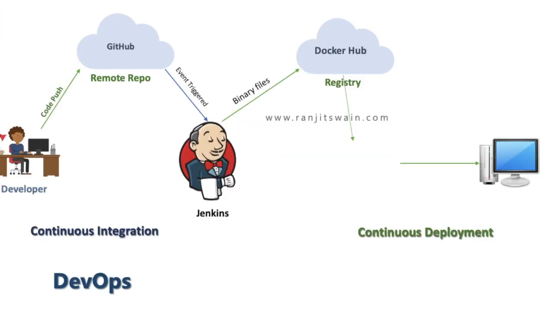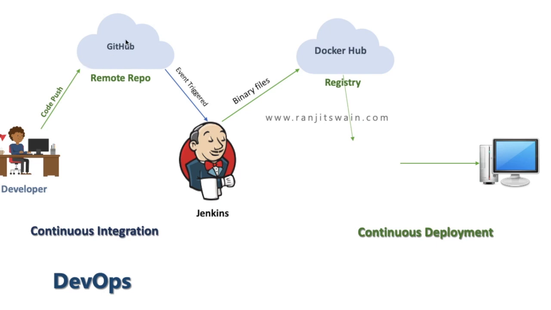So this is the complete workflow. First, the developer has to write and develop the project. Once the developer has finished the code, he has to push the code to the remote repository. Once you finish the code, you have to commit the code to the local repository. After that, the developer has to push the code to the GitHub remote repository.